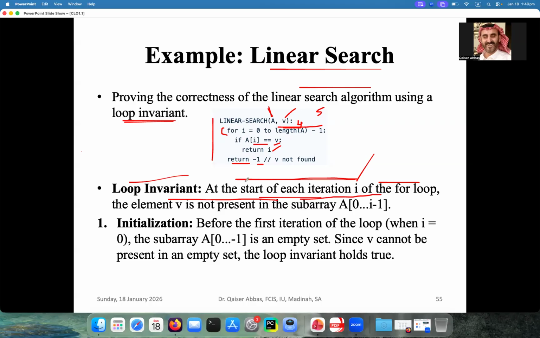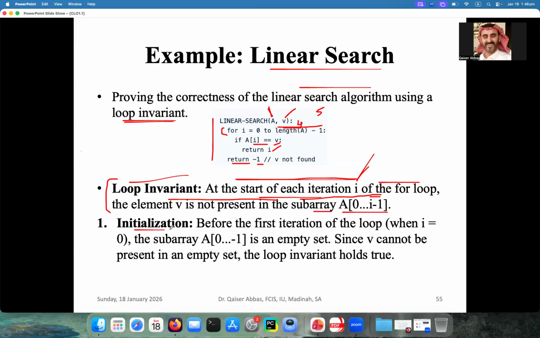What it means, once again, is that at the start of each iteration i of the loop, element V did not exist in the previous subarray A[0 to i-1]. When you have not found the element in A[0 to i-1], only then is your loop going to the next iteration. This is what it means. Now we have to show that this loop invariant is true for all three steps.